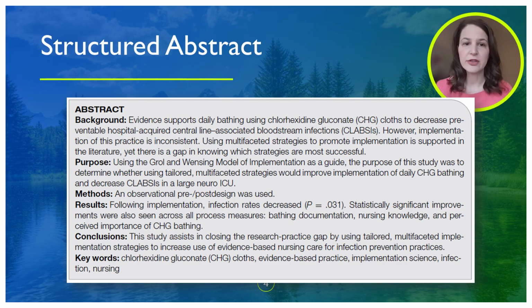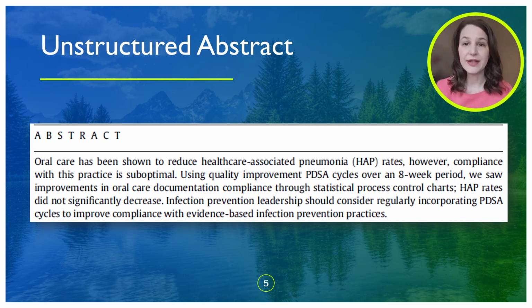Here's an example of a structured abstract, where headers are used to organize the information under background, purpose, methods, results, and conclusions. This abstract is relatively short and was limited to 150 words. Here's an example of an unstructured abstract that was limited to 50 to 75 words. Here you can see that there are no headers, and it reads more like a short paragraph about the article.